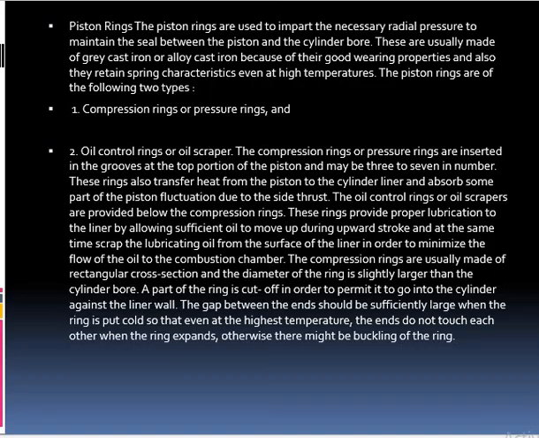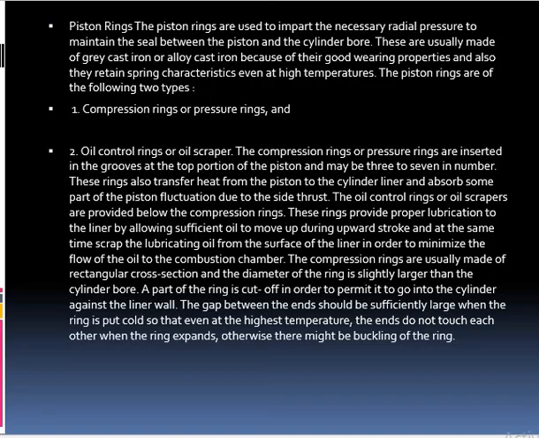This we already discussed, the piston and cylinder bore. These are usually made of grey cast iron, alloy cast irons and aluminium alloys. The piston rings are of the following two types. One is the compression rings, another one is oil rings or oil scrapers. The compression rings are pressure rings. Compression rings we also call pressure rings.